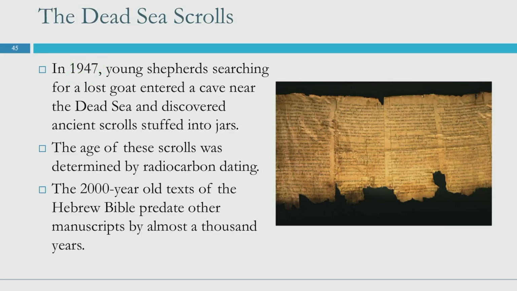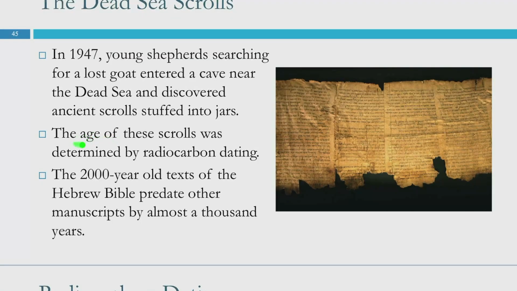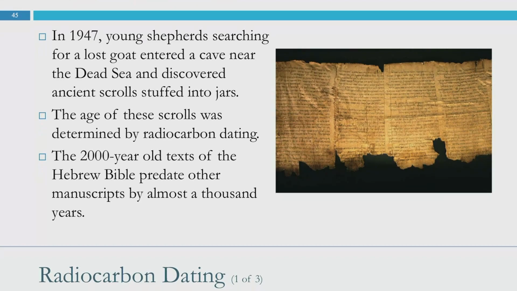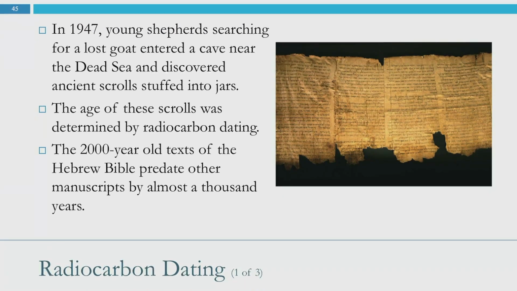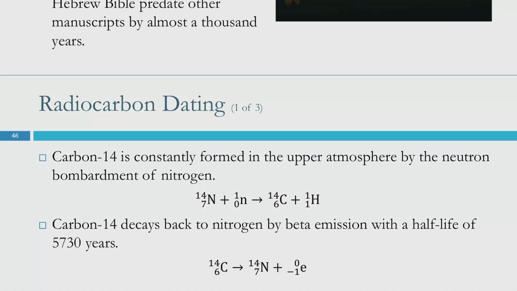In the same time frame that Libby came up with radiocarbon dating, some shepherds around the Dead Sea found some scrolls that had been stuffed into jars in a cave. That's why they're called the Dead Sea Scrolls, as they were near the Dead Sea. They determined approximately the age of these scrolls with radiocarbon dating, and they were discovered to be something like 2,000 years old, containing little fractions of the Hebrew Bible.